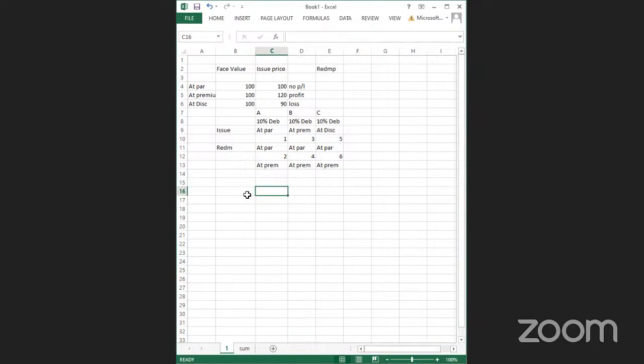So I'll just write these options in a sequence. Issue at par and redemption at par. Okay. Means we sold for 100, we repaid at 100. Second option, we issued at par but redeemed at premium. Clear?